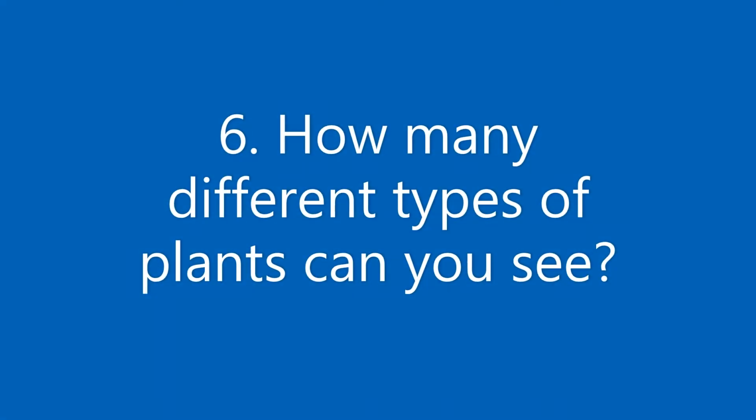Question 6. How many different types of plants can you see? There may be a lot of different types of plants that you can see. Perhaps there are houseplants someone in your home or your neighborhood waters. Perhaps some bushes. Don't forget to include trees since they're plants too. And how about grass? Also a plant. Make sure you thank a plant next time you breathe in.